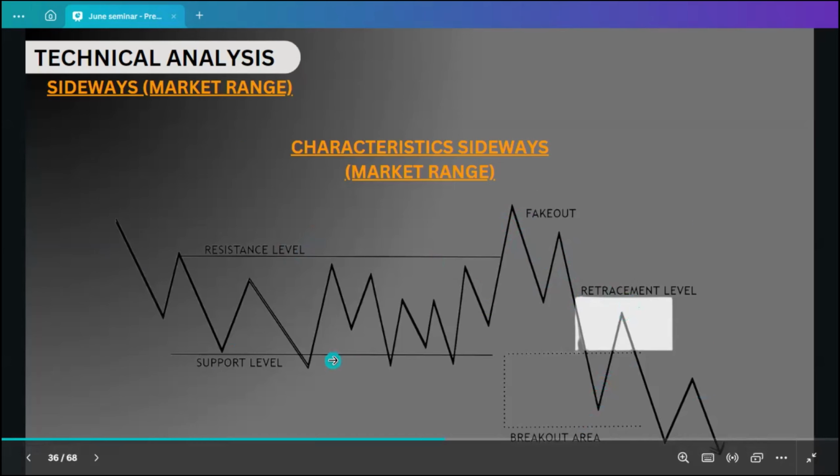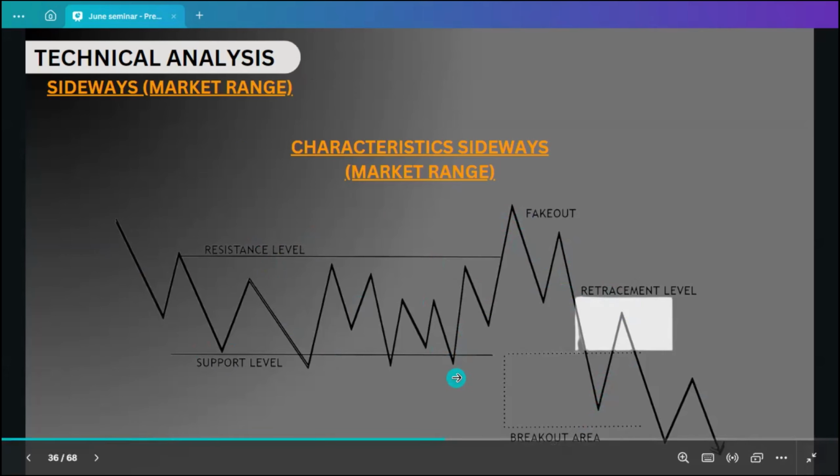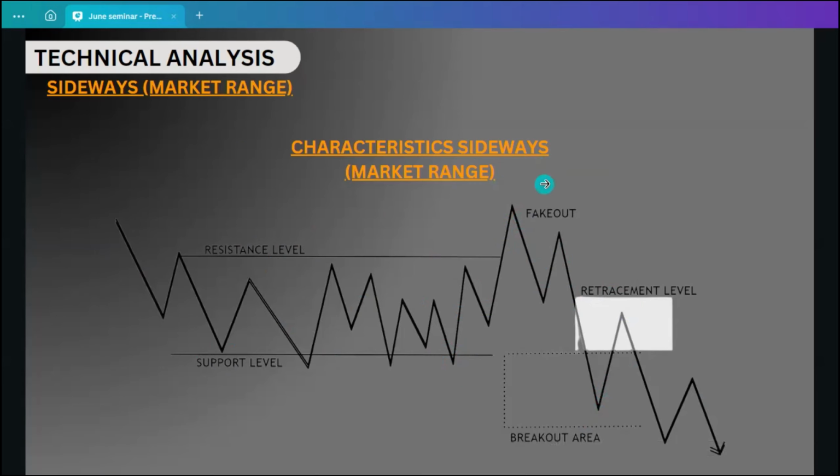I believe you guys are understanding this. I'm trying to make this simple for you to understand. So this is support and resistance level. Price will range in that direction. Most likely there might be a fake out to take out pending orders of retail traders.